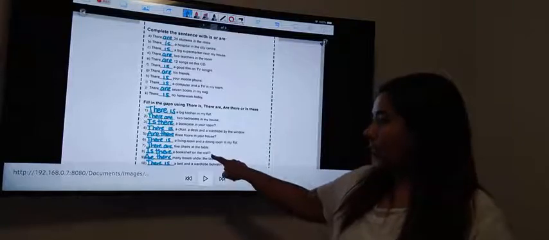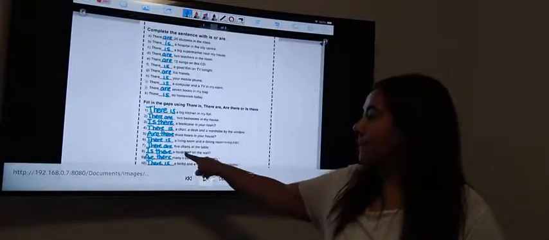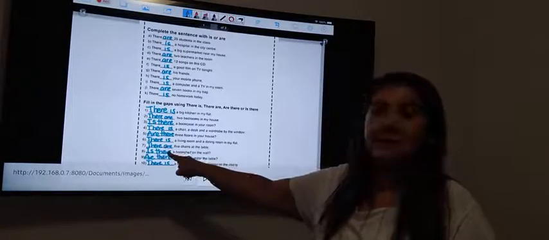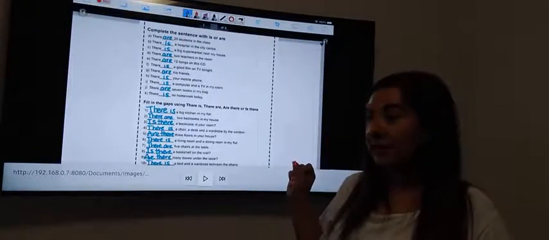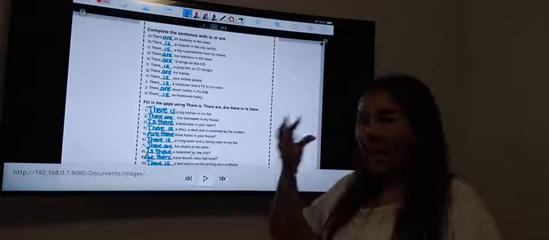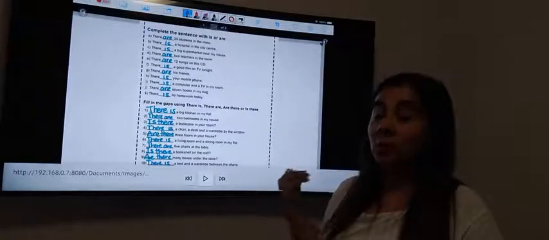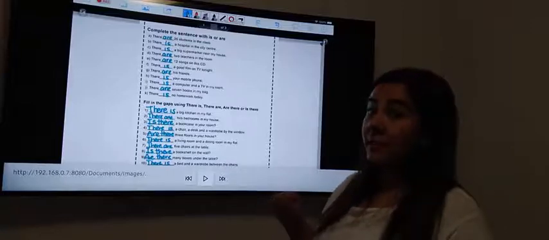Number 8, a question, the same as number 9. Look at number 8. A bookshelf, only 1. That's why I'm using is there. Okay, is there a bookshelf on the wall? Number 9. Many boxes. Now, so I'm going to use are. Are there many boxes under the table?